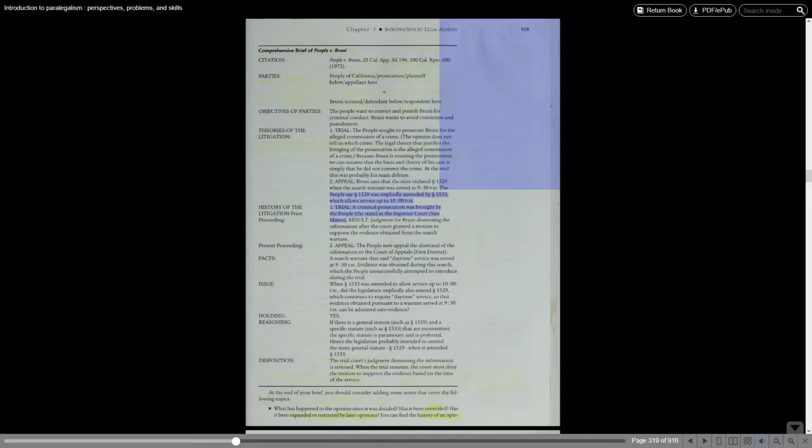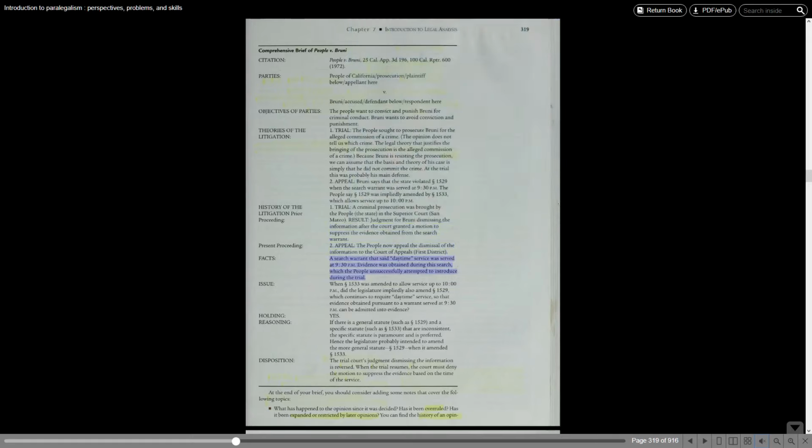The people say 1529 was implicitly amended by 1533, which allows service up to 10:00 p.m. Trial: a criminal prosecution was brought by the people, the state, in the Superior Court, San Mateo. Result: judgment for Bruni dismissing the information after the court granted a motion to suppress the evidence obtained from the search warrant. Appeal: the people now appeal the dismissal of the information to the Court of Appeals, First District.